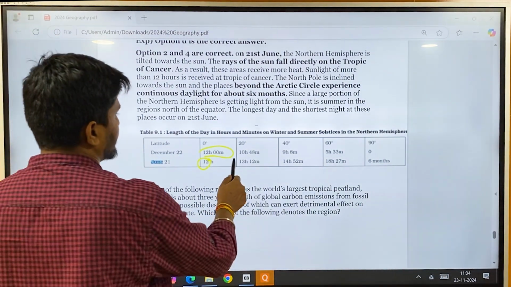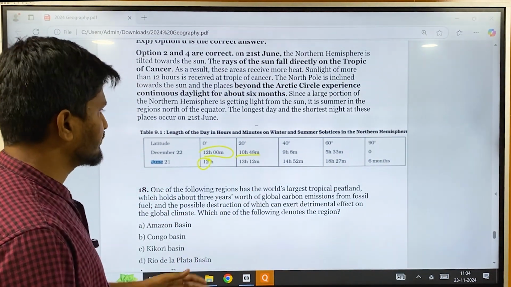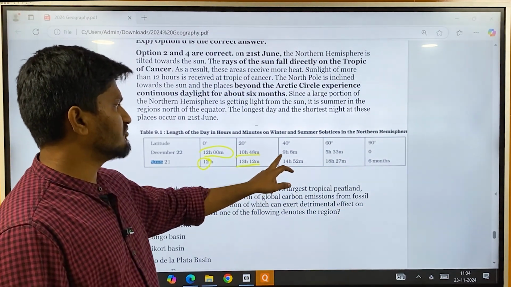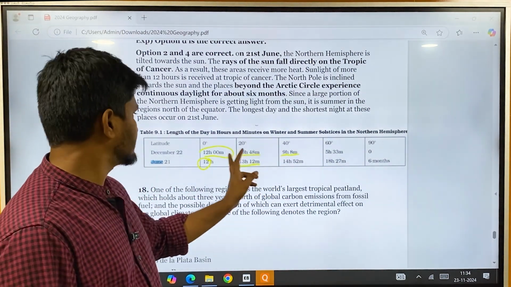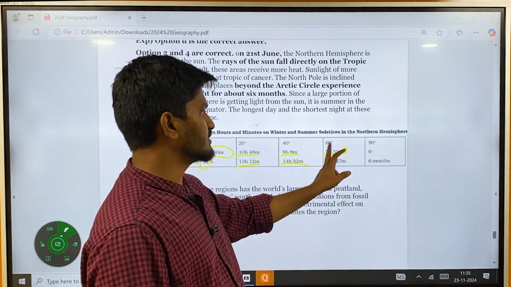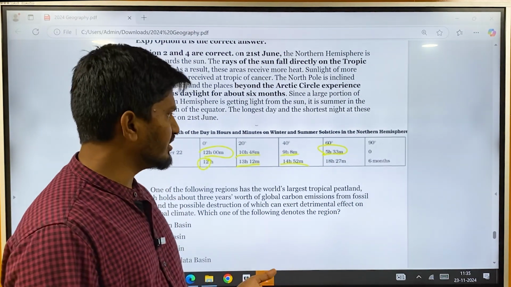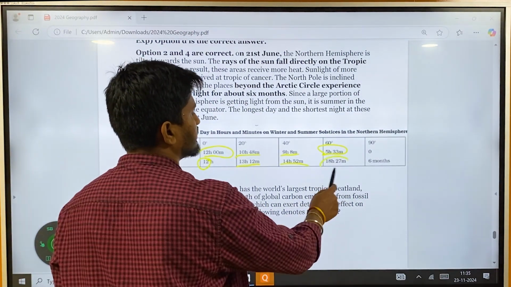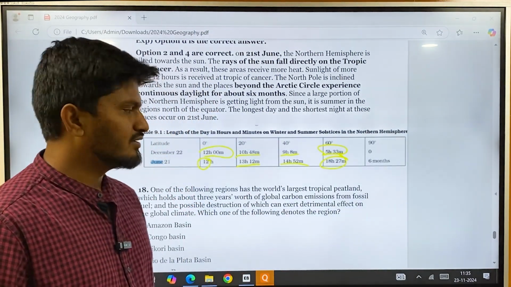And 20 degree latitude in December during winter is going to have less than 12 hours. During the summer, more than 12 hours. And 40 degree latitude, less than 12 hours in the winter, more than 12 hours in the summer. And 60 degree latitude is going to receive only less than 5 hours of light during the winter period, and it is going to have more than 18 hours of light during the summer period.